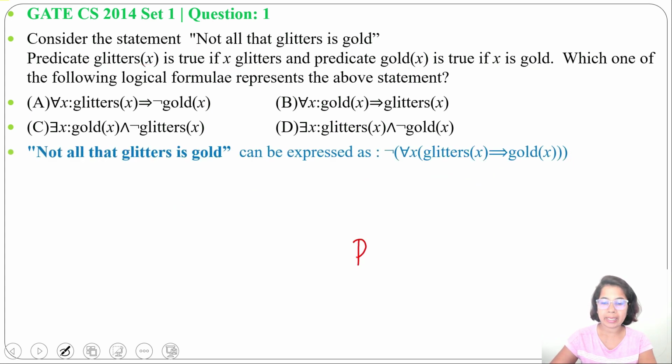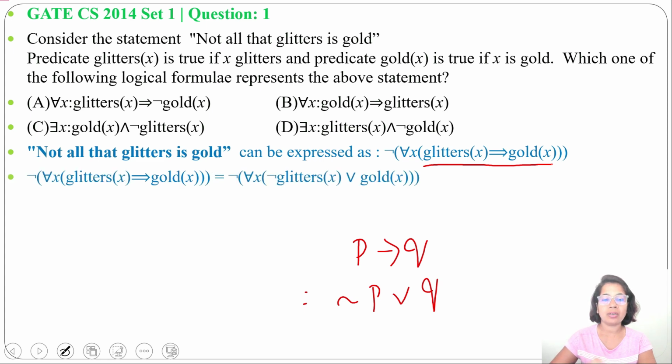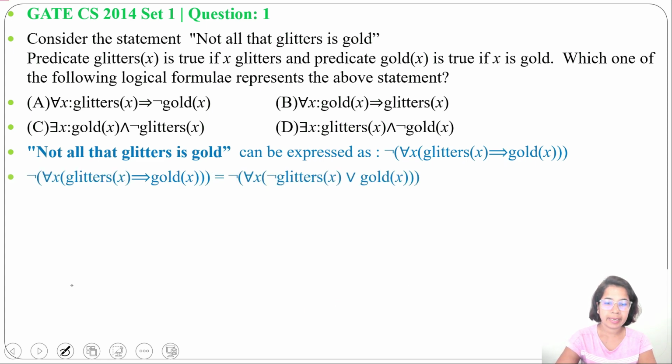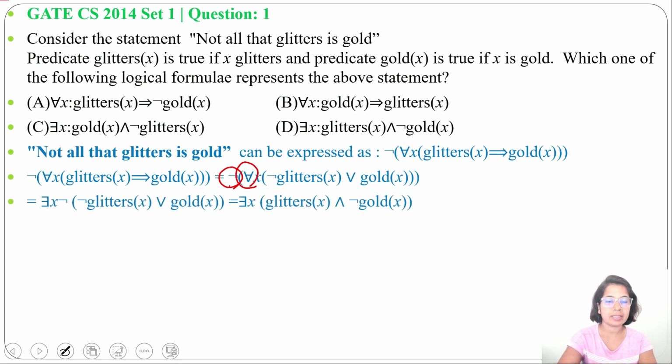We know P implies Q, that we can write as negation of P or Q. So in place of glitter of X implies gold of X, we'll write negation of glitter of X or gold of X. Next, we'll take this negation symbol inside. When we take this negation symbol inside, this universal quantifier will change to existential quantifier. So for some X, negation of negation of glitter X or gold X.